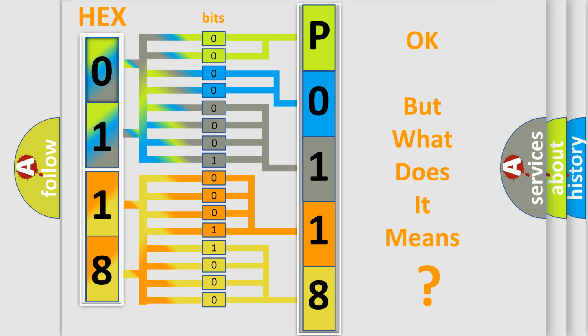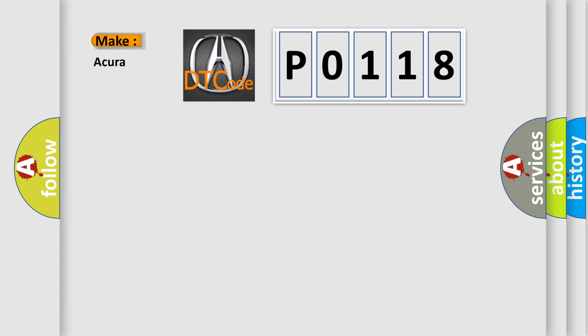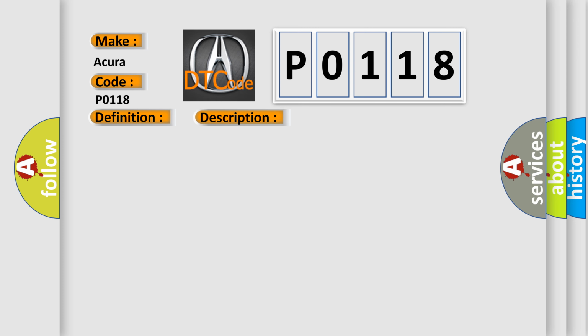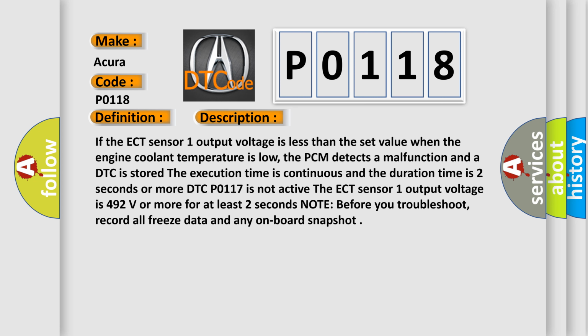The number itself does not make sense to us if we cannot assign information to what it actually expresses. So, what does the diagnostic trouble code P0118 interpret specifically for Acura car manufacturers? The basic definition is engine coolant temperature ECT sensor 1 circuit high voltage. And now this is a short description of this DTC code. If the ECT sensor 1 output voltage is less than the set value when the engine coolant temperature is low, the PCM detects a malfunction and a DTC is stored.